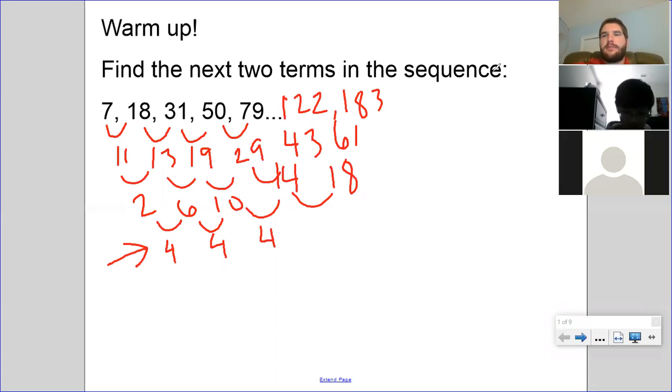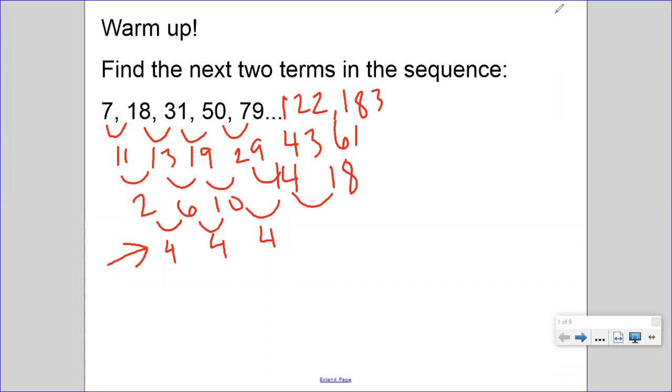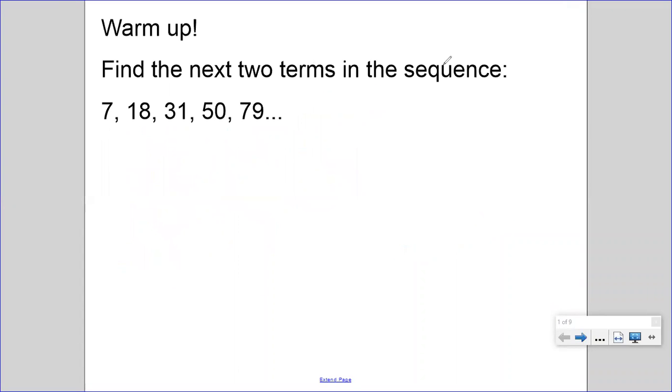So this means it must be some type of polynomial to represent this. What kind of polynomial would have a constant third difference? Don't overthink it. Yeah, it is a cubic. If the third difference is constant, this is going to be a cubic. So way to go. All right, we'll talk more about those tomorrow.